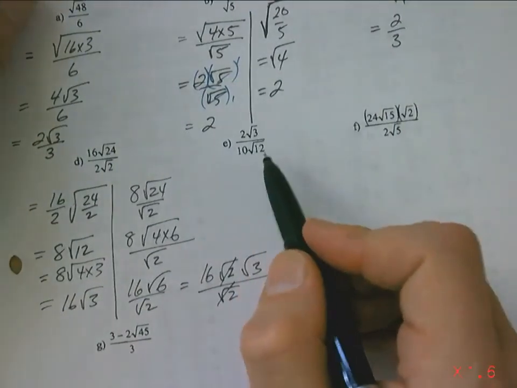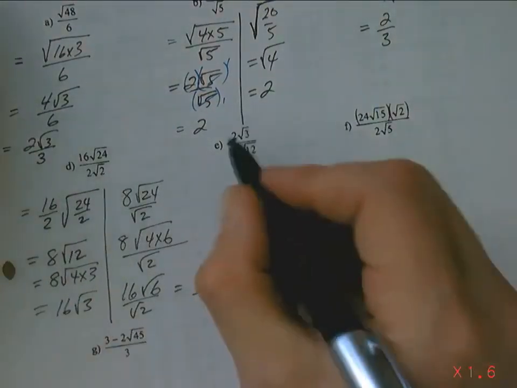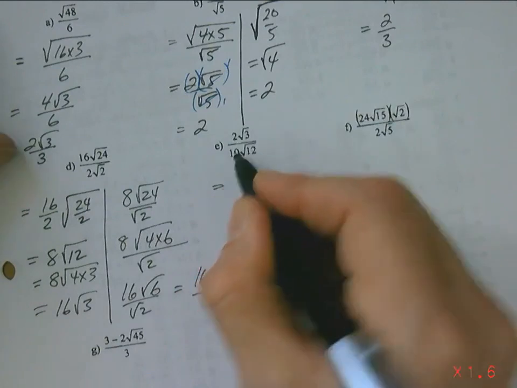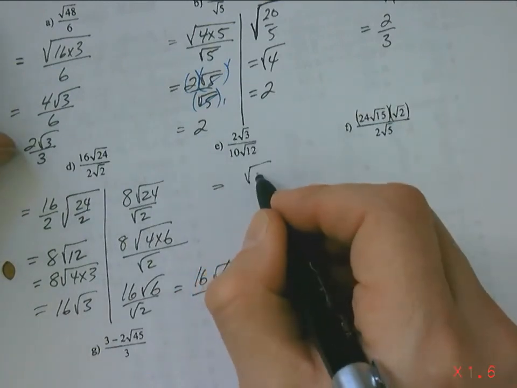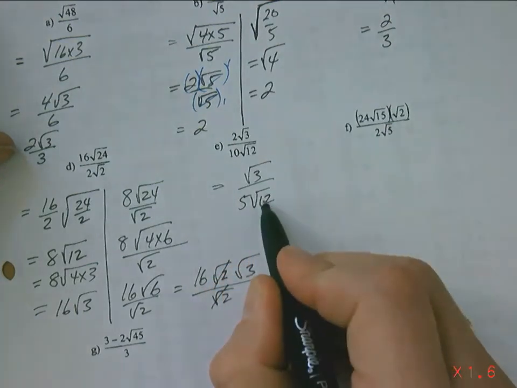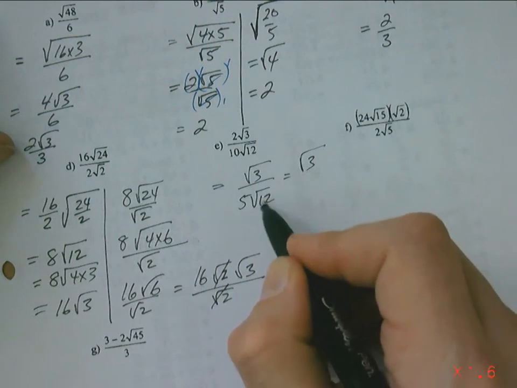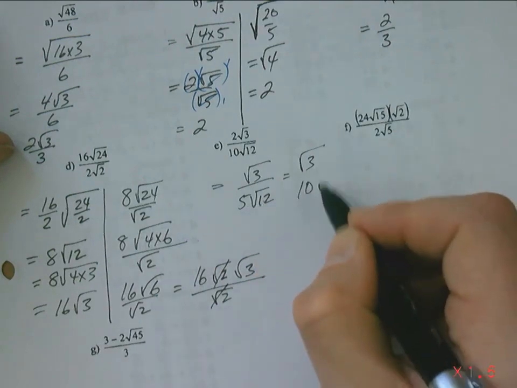Okay, so now this one. Well, maybe this is a nice way to do it. You've got your 2 over 10. That's going to reduce to give you a 5 on the bottom. The root 12 is going to give you 4 times 3. The 4 is going to reduce and come out, and it's going to give you 10 root 3.